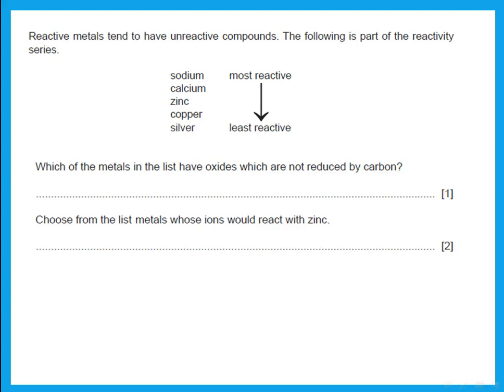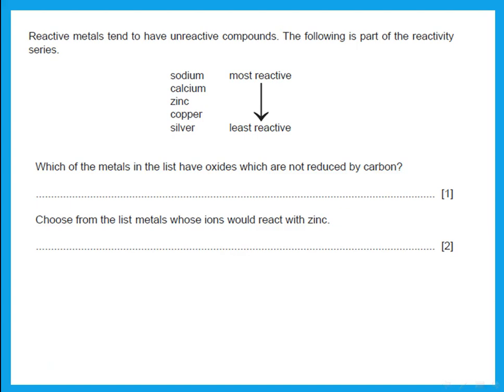Reactive metals tend to have unreactive compounds. The following is part of the reactivity series. So sodium in that series is more reactive than silver, for example. Which of the metals in the list have oxides which are not reduced by carbon? Again, remember, where is carbon in the reactivity series? Well, in this list, it is above zinc. So carbon is more reactive than zinc, and we said if carbon is more reactive than the metal, then it will react with its oxide. But if it is less reactive than the metal, then it will not react with that metal's oxide. So which of the metals have oxides that cannot react with carbon?